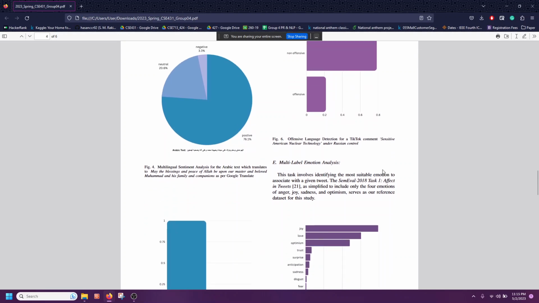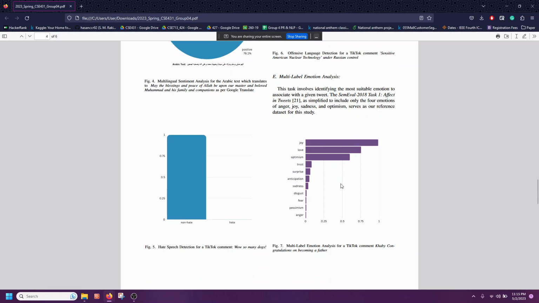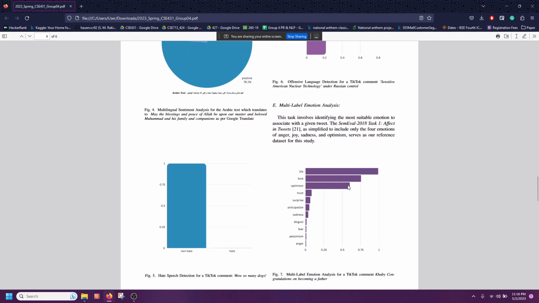Now, in figure 4, we can see multilingual sentiment analysis for the Arabic text, which translates to "May the blessings and peace of Allah be upon our master and beloved Muhammad and his family and companions," as per Google Translate, where it shows the positive rate to be 76.1%. And similarly, in hate speech detection in figure 5 for a TikTok comment, "Wow, so many dogs." Here, the non-hate bar is the highest, showing 1, where hate is nil.